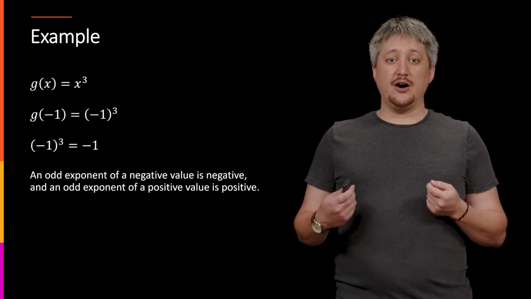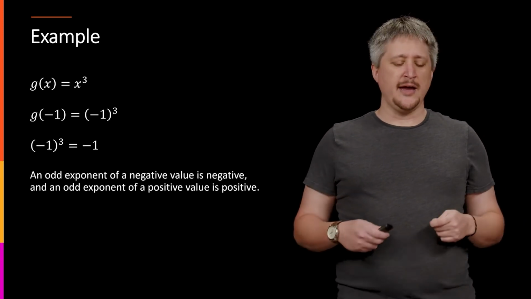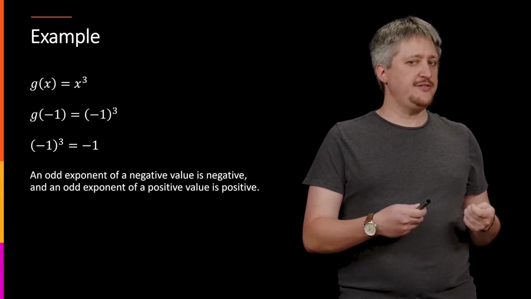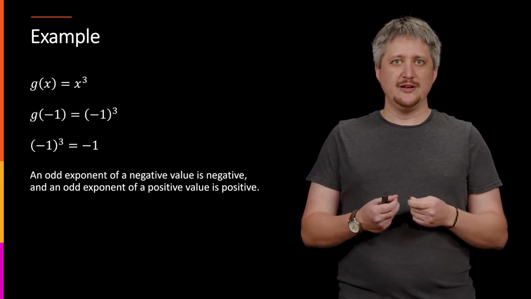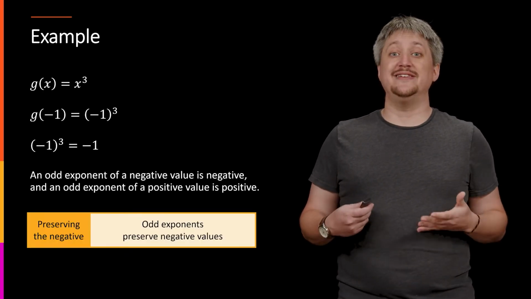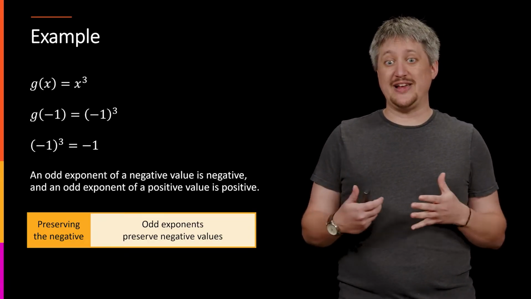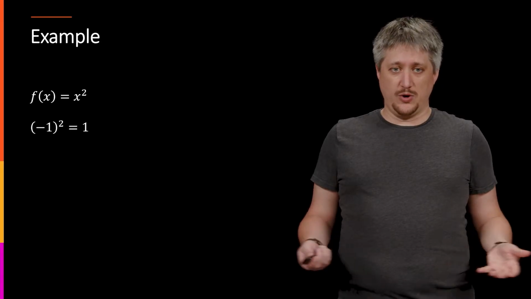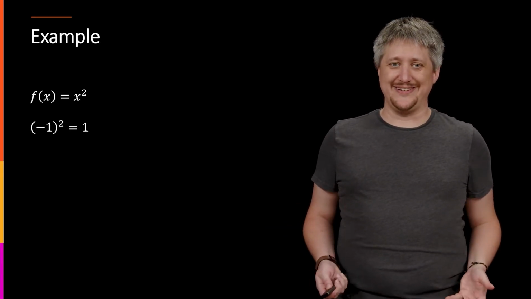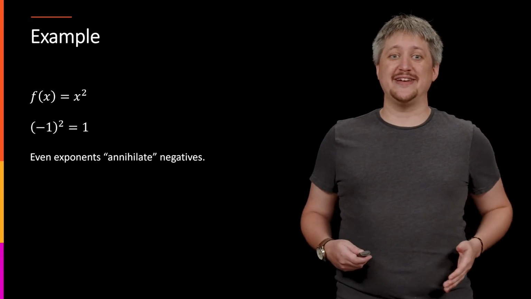So when I take an odd exponent and do it to a negative value, I get a negative. And if I do it to positive values, I get positives, meaning that it preserves the sign. The negative stays, the positive stays, so it doesn't change the sign. Now, in contrast, if we look at x squared, plugging in -1 squared is 1, right? Already we've lost the negative. So even exponents annihilate the negative. It gets rid of the negatives.